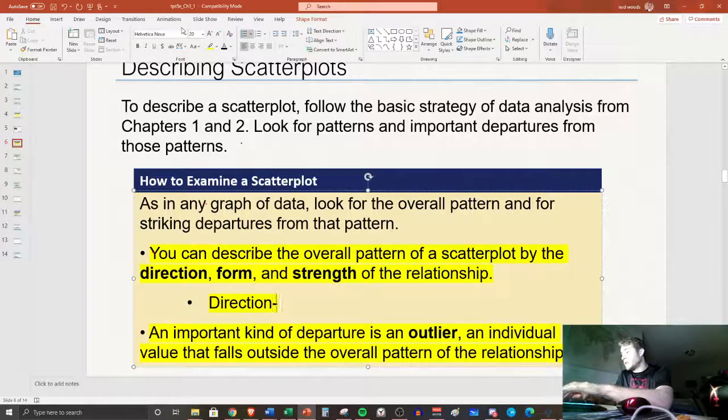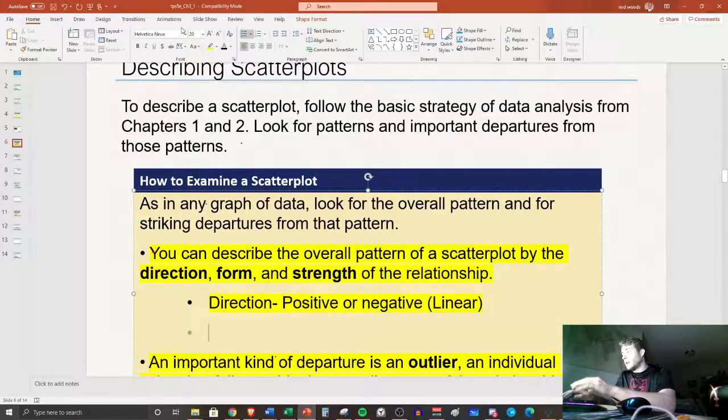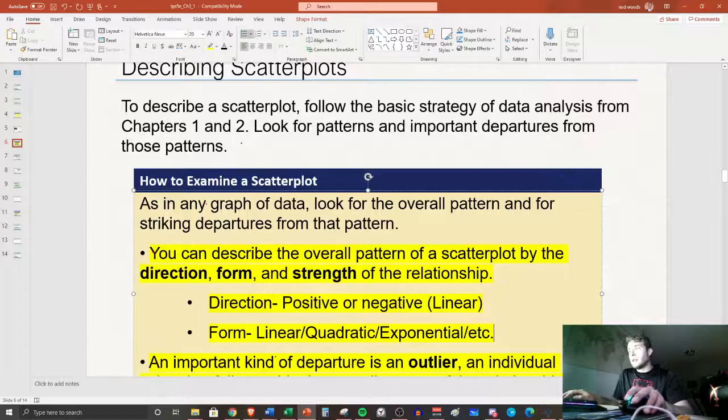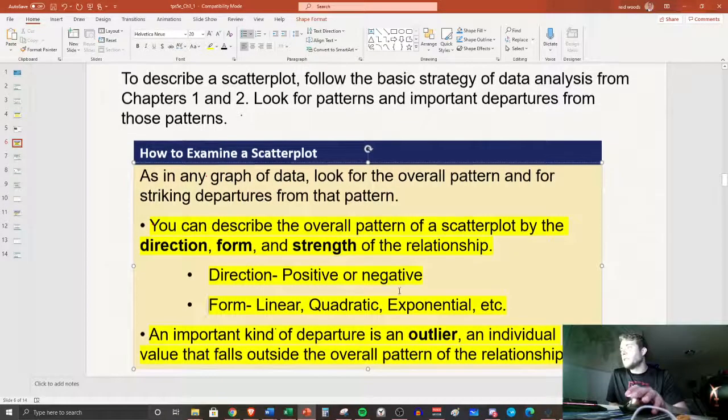Direction, positive or negative. Okay. Form, for the form, linear. You could have quadratic, exponential, okay. So those are the different forms. I'm going to put commas in there actually. And in iMath 2, you should have definitely done some quadratic regression at some point.